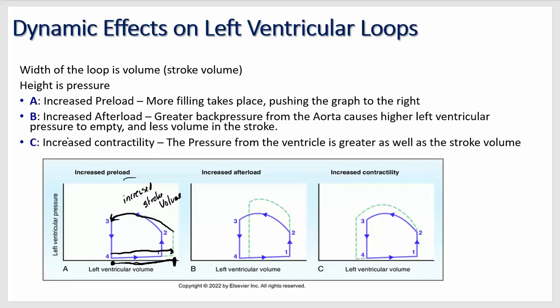Now remember, afterload is related to pressure or resistance to flow. That means you have to create more pressure to get it out. So in this case, we have filling of the left ventricle, because this is a left ventricle loop. And this is interesting to look at. The pressure builds up, the mitral valve closes, the aortic valve was already closed. So we start increasing pressure.